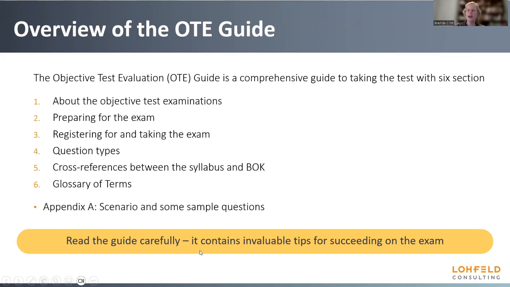So let's take a look at the OTE guide. I suggest you download it, print it, and read it cover to cover. There are 6 sections. The first one talks about the objectives for taking the test and what they hope you'll learn. How to prepare for the test, how to register and take the exam, the different types of questions that you'll encounter on the test, the cross-reference between the syllabus and the Body of Knowledge, so you know exactly what to study, and the glossary of terms. Also, there is an Appendix A, which is a scenario with some sample questions. So read the guide carefully. It has invaluable tips.